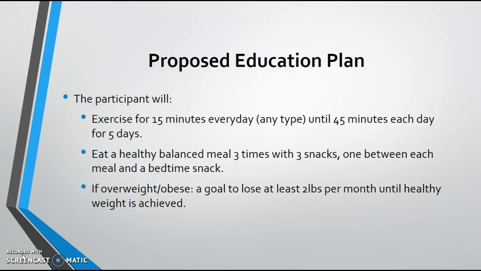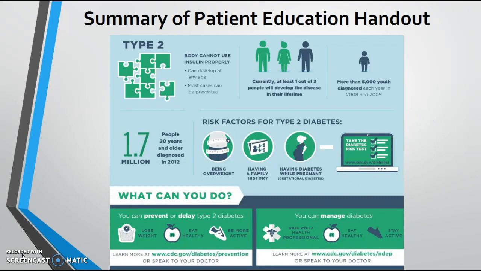Proposed plan. The participant will exercise for 15 minutes every day until they can reach 45 minutes for 5 days. They eat a healthy meal with three snacks in between each meal and a bedtime snack. And if they're overweight or obese, they want to try to lose weight. This is one of the educational handouts that I used during the presentation.